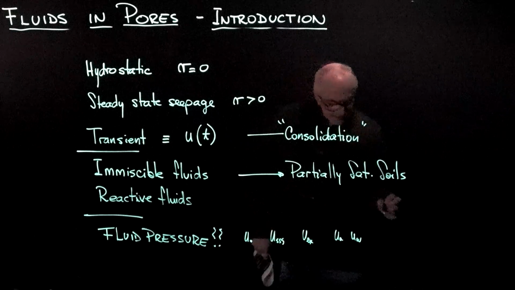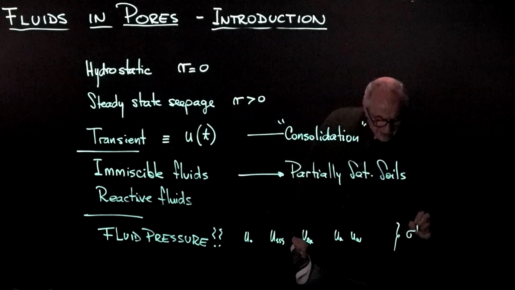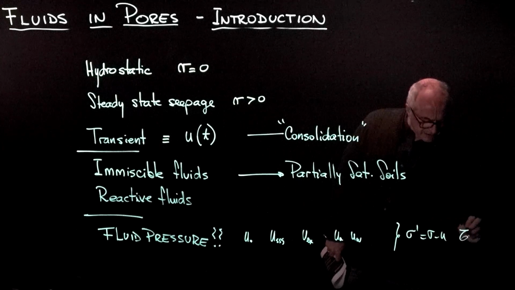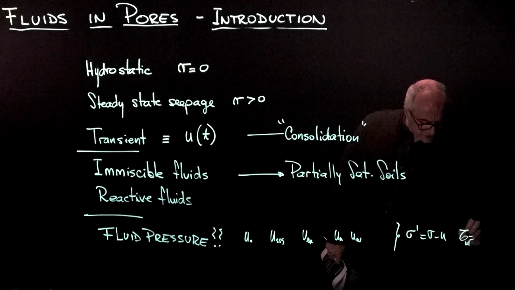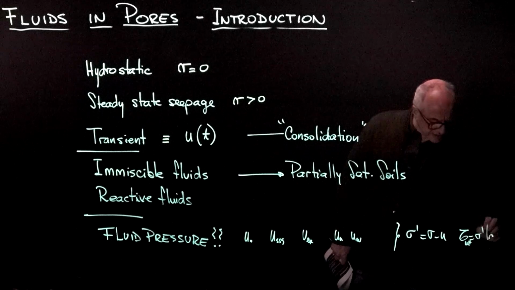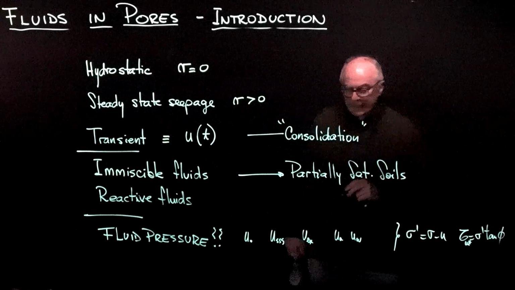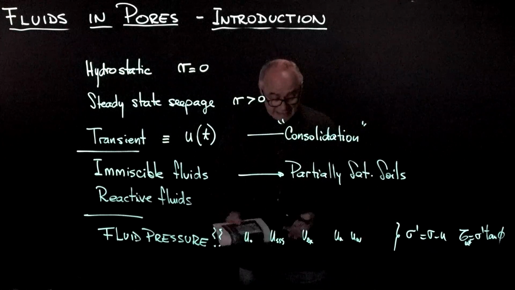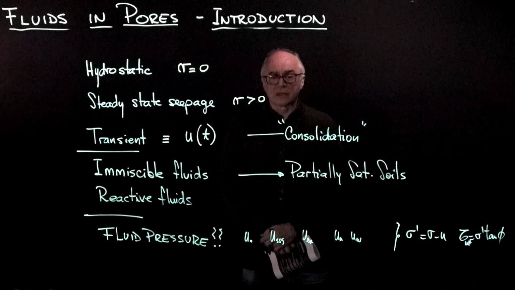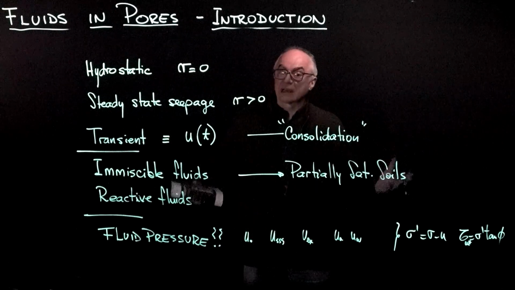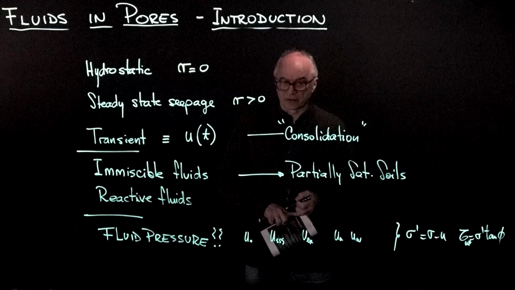But if you remember, effective stress is sigma minus U, and the ultimate strength is equal to sigma effective tangent phi according to Terzaghi and Coulomb. And then we have to go back and understand what is the interplay between all these different sources of fluid pressure on the macro scale mechanical response of the soil mass.